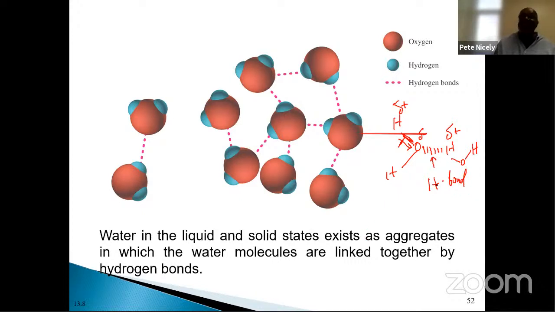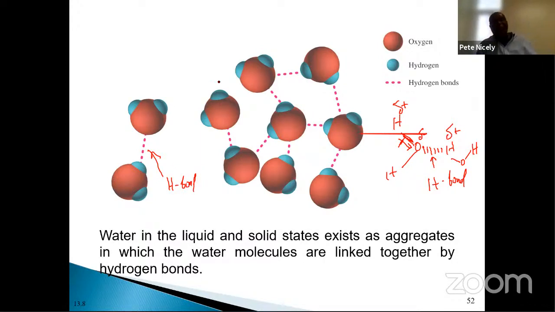I'm sorry, the hydrogen of one water molecule and the oxygen of another water molecule. So that is what is being shown here. This is the oxygen. This is the hydrogen from another molecule. So that would be the hydrogen bond that exists between those two molecules, all right?